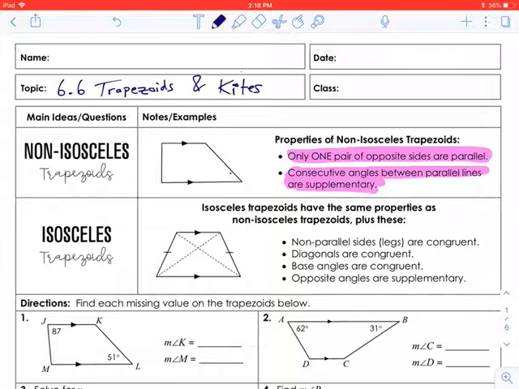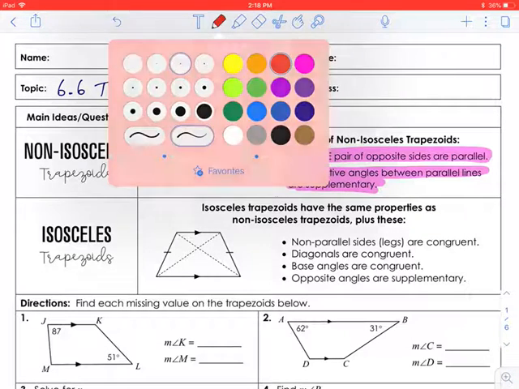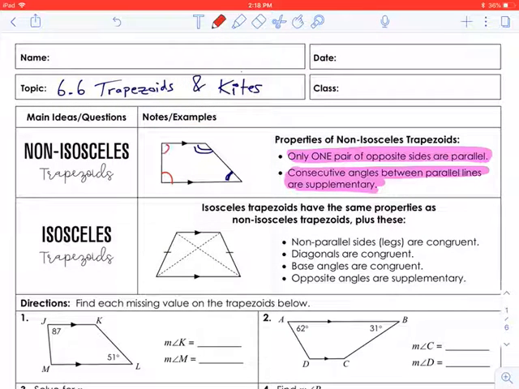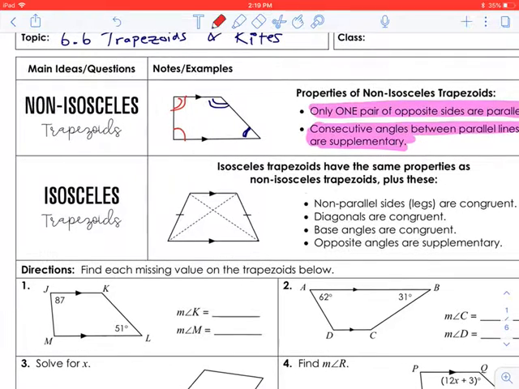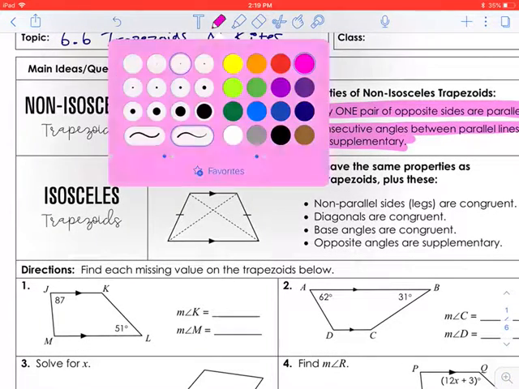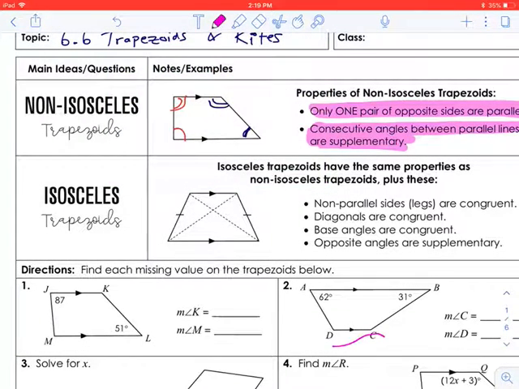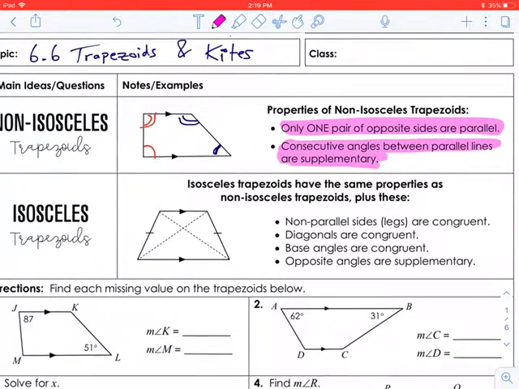So in that case, it would be like this angle and this angle. Those are supplementary. Or on the other side, we have this angle and this angle. So the top and the bottom, or the bottom and the one right above it, are supplementary, add up to 180. And then when you talk about isosceles trapezoids, you've got a few more properties that we can point out. So one is the non-parallel sides are congruent, which is why they're called isosceles.